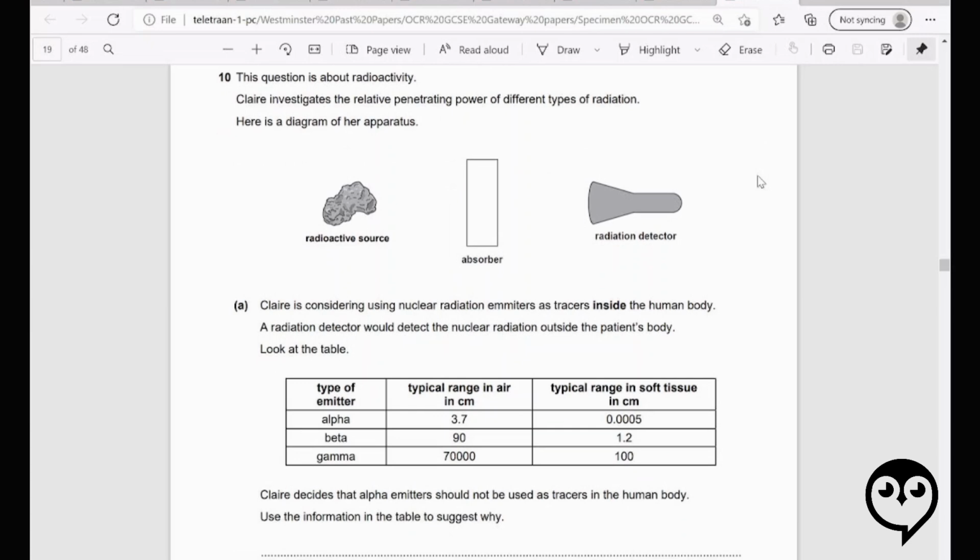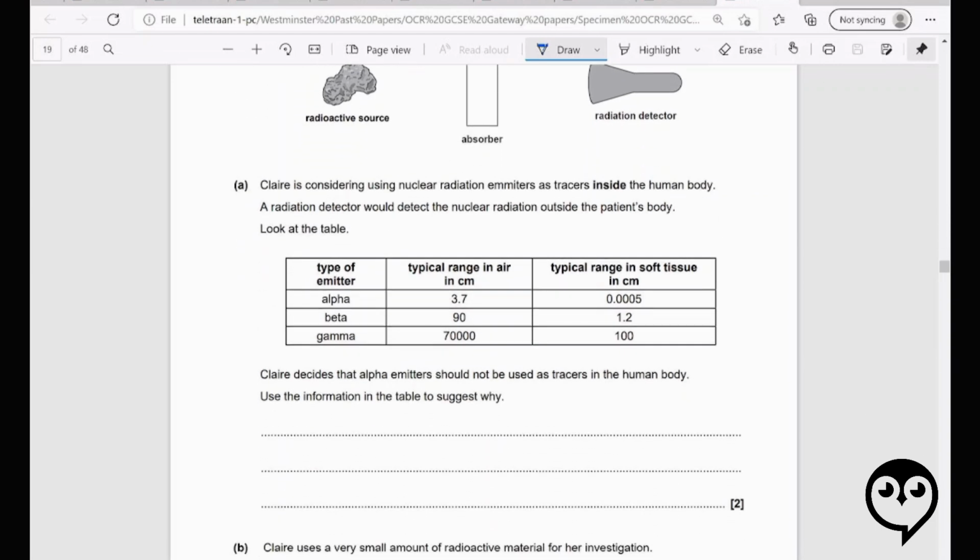Okay, next I've got an OCR specimen paper, indeterminate year. Let's take a look here. Claire investigates the relative penetrating power of different types of radiation. This is the apparatus, okay. And then they've got this experiment here. She's considering using nuclear radiation emitters as tracers inside the human body. A radiation detector would detect them outside. Okay, here's the table. She decides alpha emitters should not be used as tracers. Why? Use the table to suggest why.